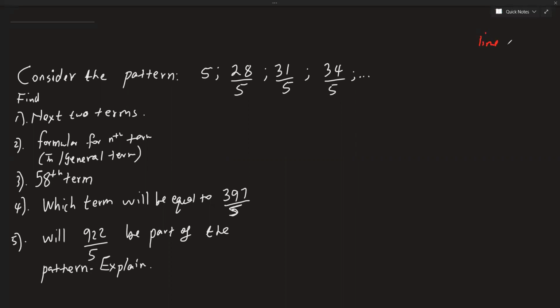Is it linear? I always test linear, then quadratic, then geometric. So I'm going to test if it's linear. Remember, if it's linear, the first difference must be constant. If it's quadratic, the second difference must be the same. If it's geometric, T2 divided by T1 must be the same as T3 over T2.